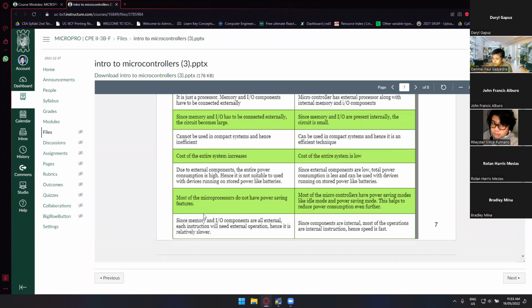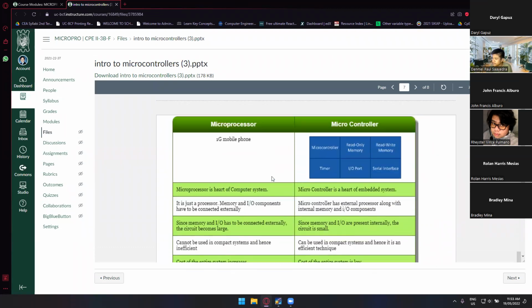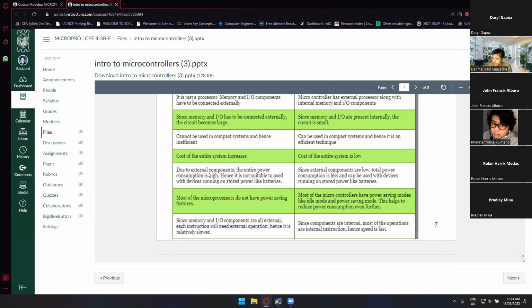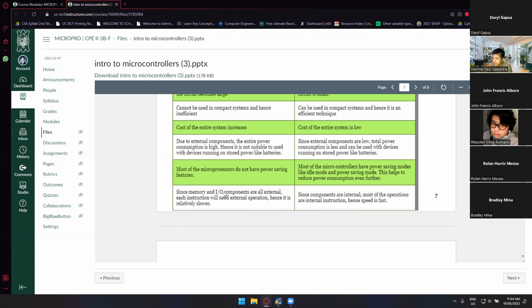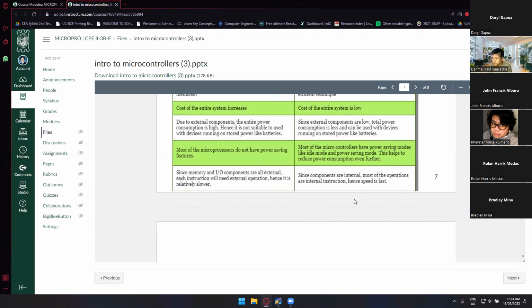I think most of them are pretty much the same. Then higher power, lower power. The microprocessor doesn't have power saving, so if it needs 80 to 90 watts, then that's the power it will eat up while you're using that processor. On the other hand, the microcontroller has a power saving mode. If it's idle, of course, it will go into power saving mode. And for input output, the microprocessor doesn't have it, while on the other hand, the microcontroller has input and output.